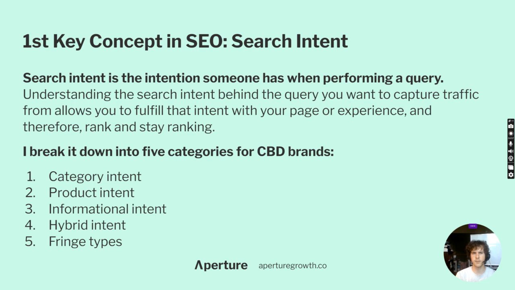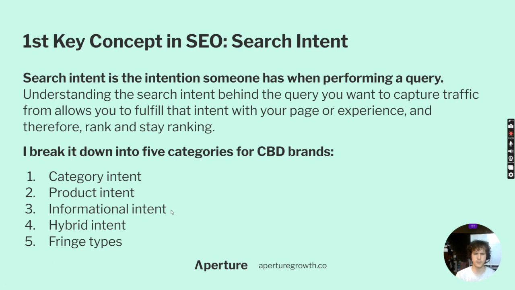Number 2, product intent. That's the intent to buy a specific product. So an example of this would be 10 milligram CBD gummies, that keyword, because someone already knows what product they want, they already know what kind of CBD gummies they want. They're just looking for somebody who sells it, and they're going to compare their options from there. But the intent, nevertheless, is to look at a single product page.